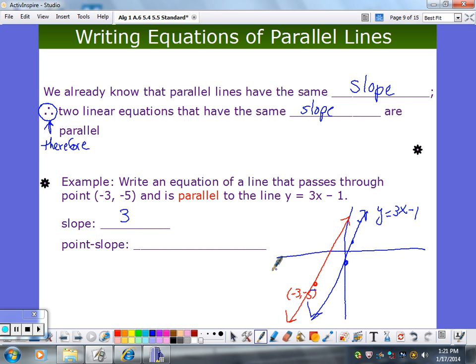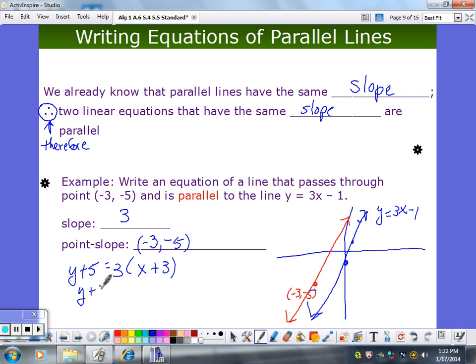Okay, so what's my point? What points am I using? I have a point, I have a slope. Point slope. Yep, so tell me what I do now. You enter y plus 5 equals 3 times x plus 3. Right, so we're just using point slope formula.